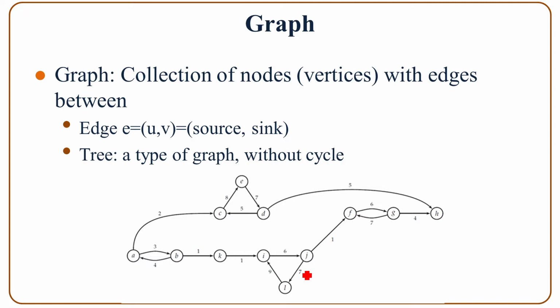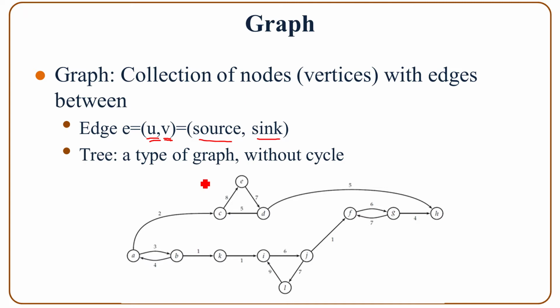Up to this point, we have finished all the slides regarding trees. Let's start talking about the graph. A graph is a collection of nodes or vertices with edges in between. An edge is denoted as E, which connects node U and V. Node U is called the source and node V is called the sink.